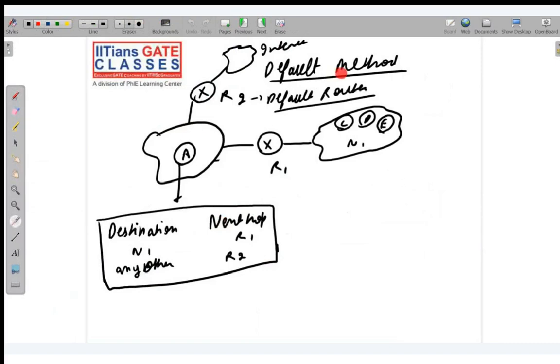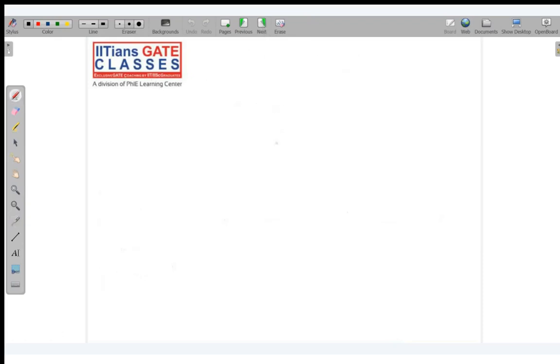Okay, so I hope you have got it. So this is known as the default method. Okay, so now we are going to use this method only, and now I will tell you how the routing table is constructed. Take the snapshot. I will jump to the next slide. Done, sir. Okay, so now these questions have been asked in GATE many times. Okay, so let me tell you that.